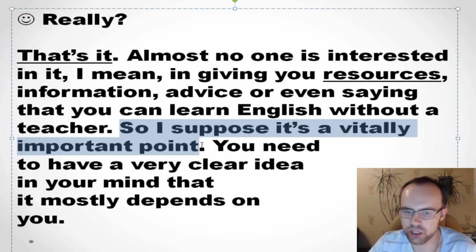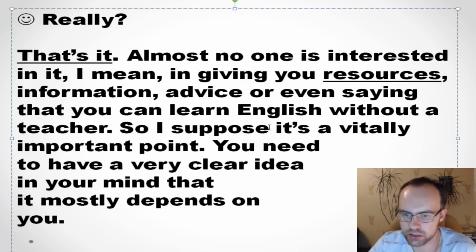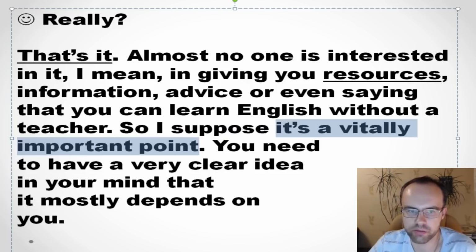I think it's a vitally important point. It's a crucial point, a point of great importance, a very, very important point. So you need to have a very clear idea in your mind that it mostly depends on you. Don't depend on the classroom.